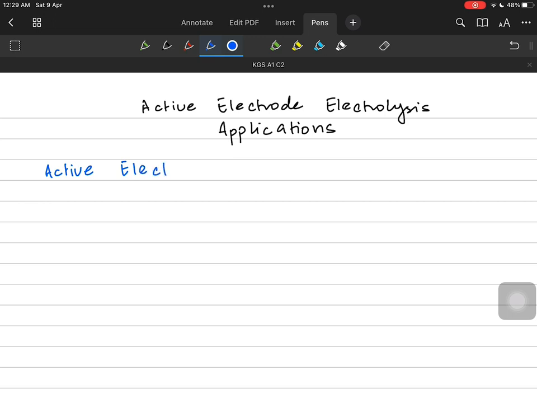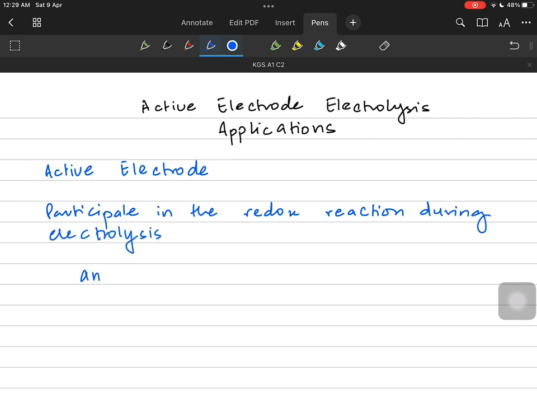The word active means it is actively participating in something. So what is it participating in? It participates in the electrochemical redox reactions. So active electrode participates in the redox reactions going on during the electrolysis. For example, the anode itself is oxidized and the cathode is itself reduced.